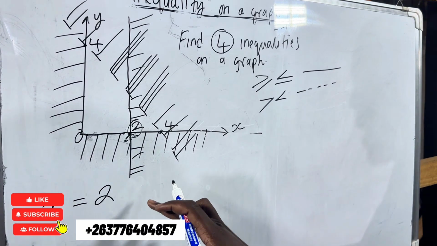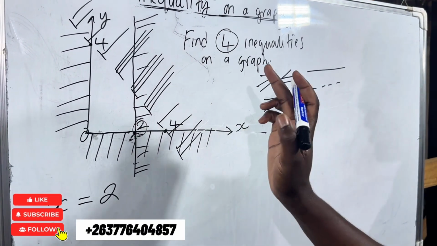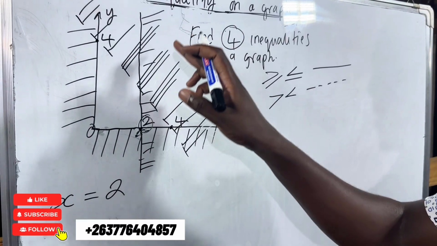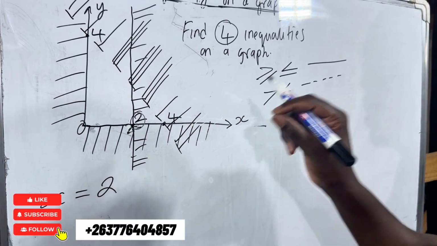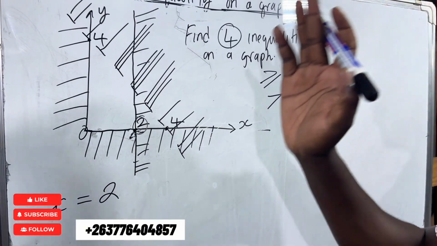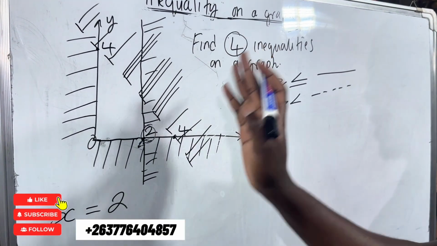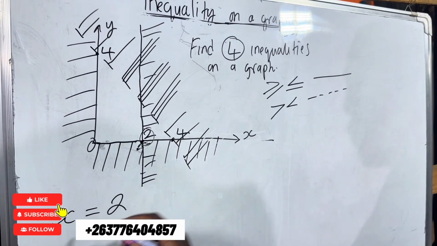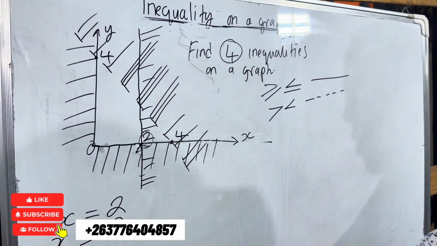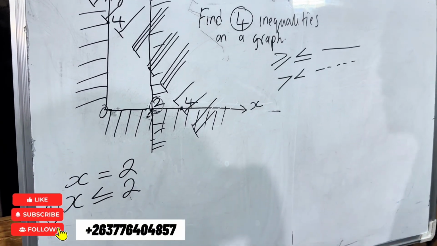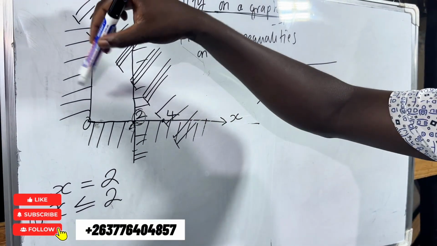Then there's this bold line, and they shade this part here, which is the greater part, meaning the inequality was less than or equal to, because on inequalities they always shade the unwanted region. So they shade the greater part, meaning the sign was less than or equal to. So x is less than or equal to 2. That's the first inequality.